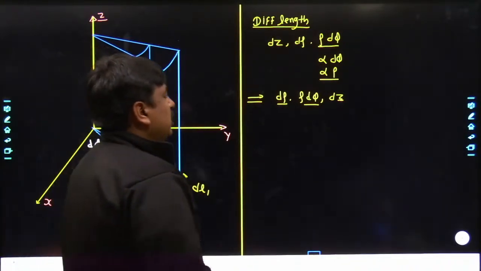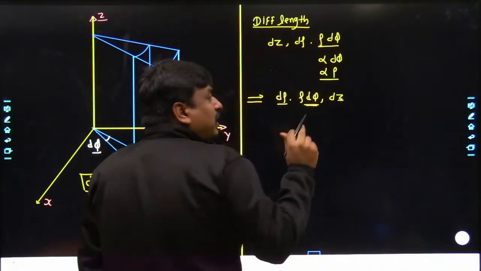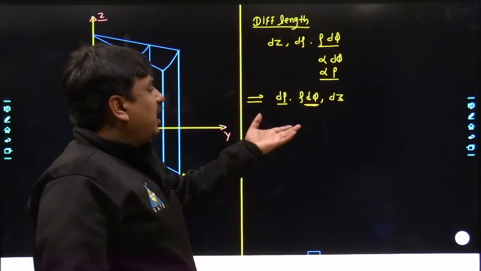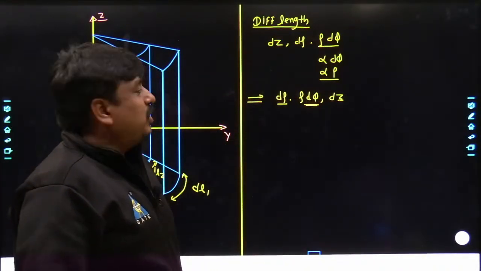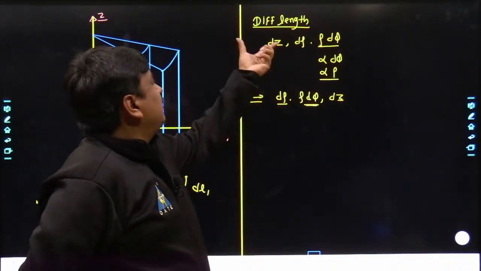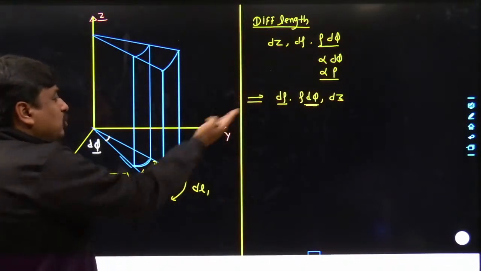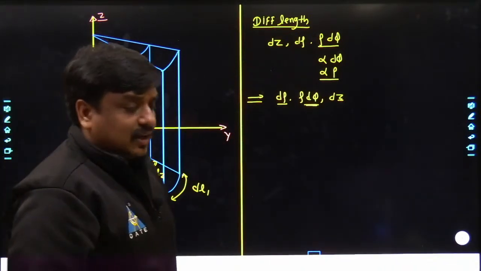Many of the times the student do commit a mistake, simply they write d phi. My dear friends, it's a simple logic. It can't be d phi. If you write d phi, what does it mean? You are dealing with the differential angle and you wanted to deal with the differential length, so the rho has to get multiplied. Either you can mug up this, or you can theoretically relate to what I exactly wanted to say.